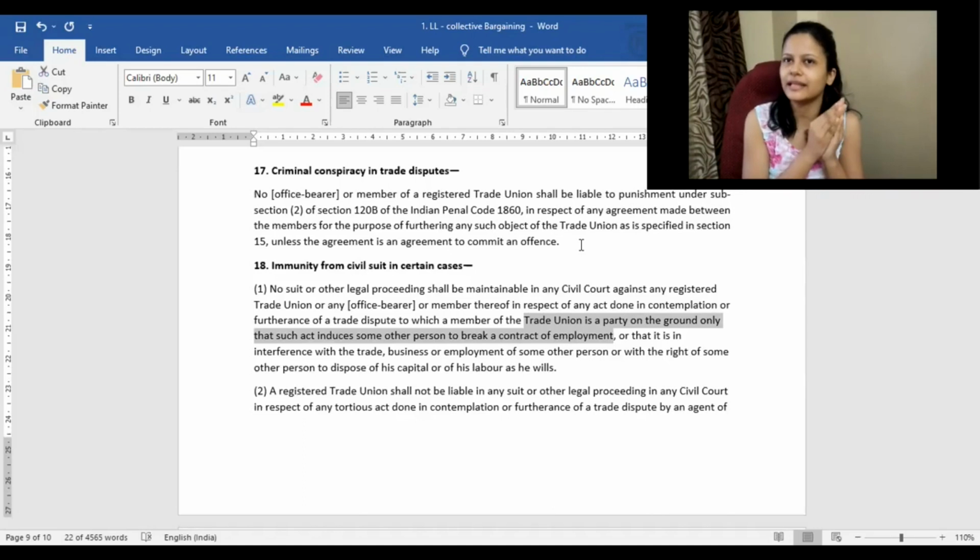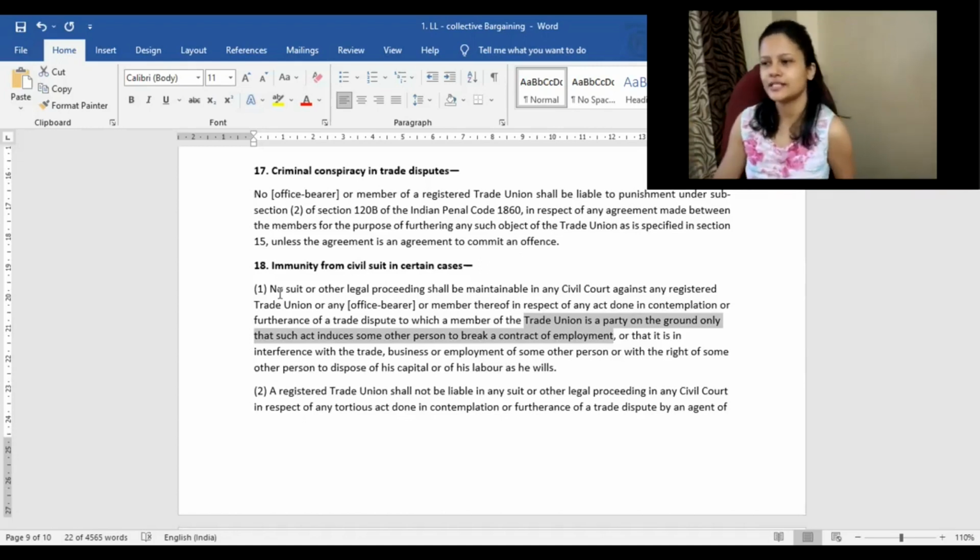So they cannot say that, okay, this person broke his contract, whatever he had promised, only because of this trade union. So we are filing a civil suit. That cannot be done, because even if they were going on a strike, they would do it legally after giving notice and all those things. So in such cases, the trade union plus its members would get some immunity from civil suits in some cases.